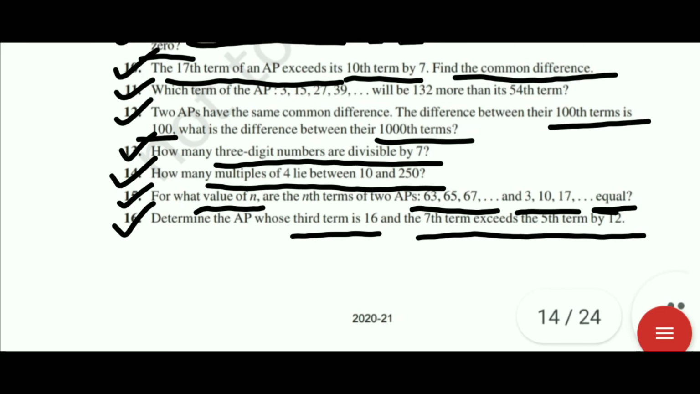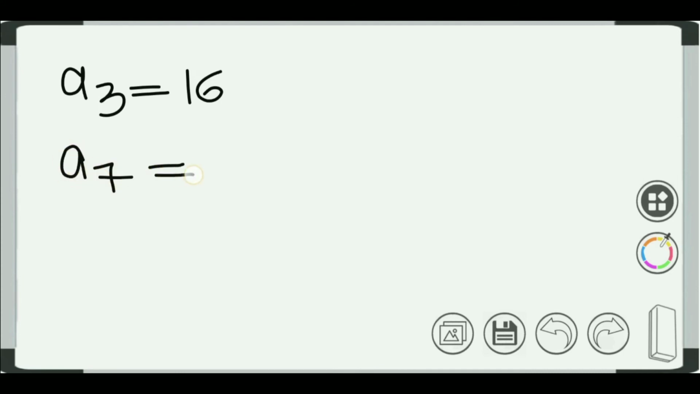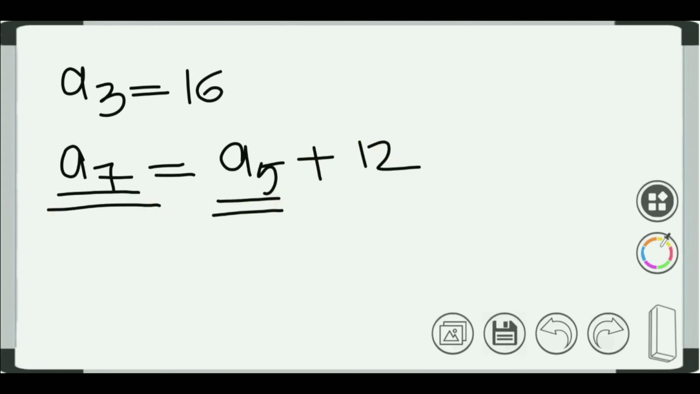You need to determine the AP. That means you need to form an AP. First, you write the given details. Third term is given as 16. That means A3 is equal to 16. Then they have told the 7th term exceeds the 5th term by 12. That means the 7th term is the 5th term plus 12. Now you can expand this one.